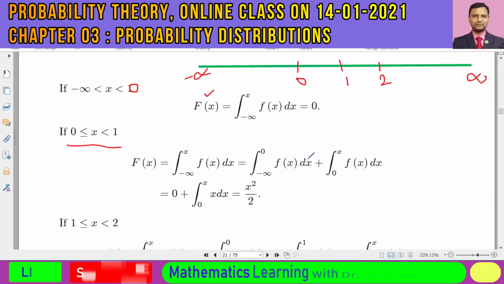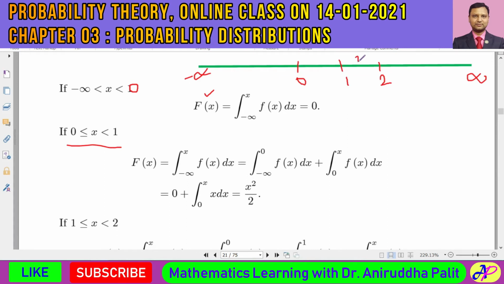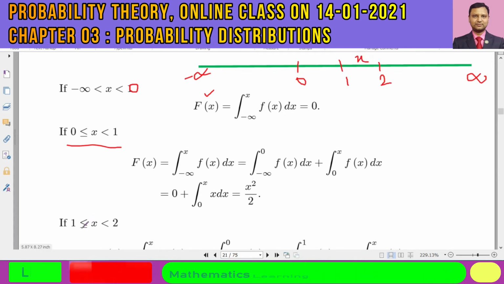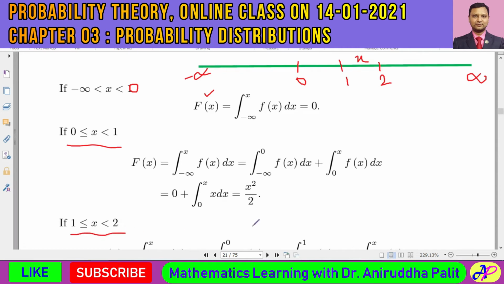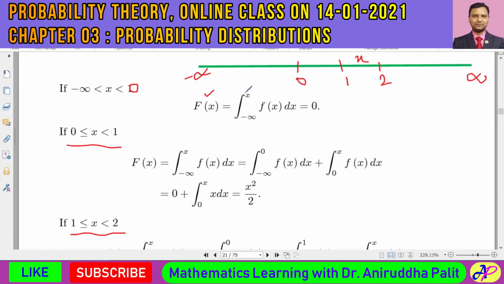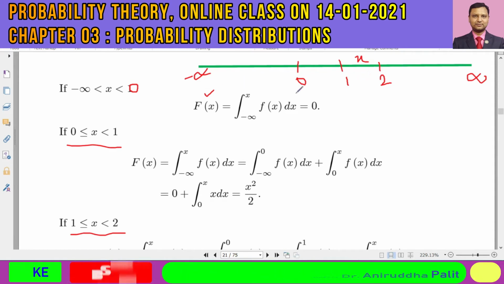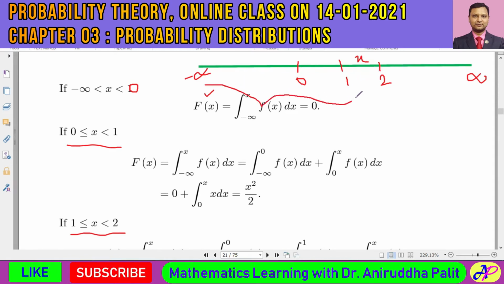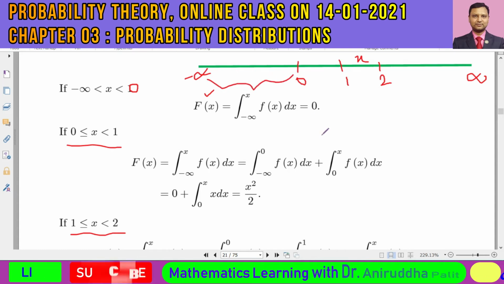Now in the second case, if x lies in the zone 1 less than or equal to x less than 2, we have to decompose the total region from minus infinity to x. This is the total range of integration, and it can be decomposed into portions from minus infinity to 0, then from 0 to 1, and then from 1 up to x.